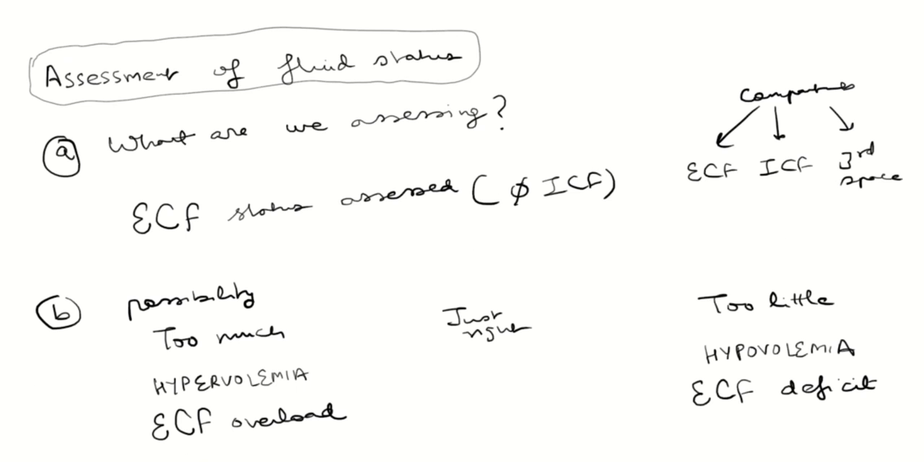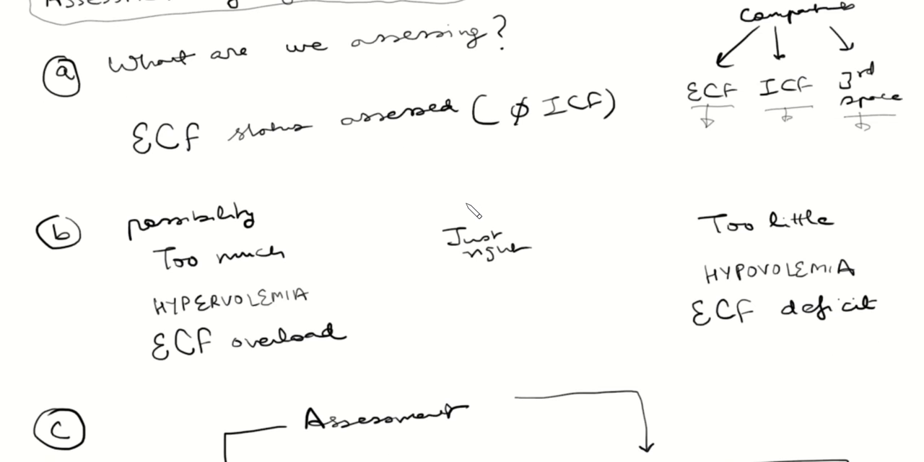So the first thing we want to do is, what are we trying to assess? Remember we had three compartments: ECF, ICF, and the third space. The volume we are hoping to assess is ECF, not ICF and not third space. It is very difficult to go inside the cell and see what the volume status is. So it's actually extracellular fluid status that we're assessing.